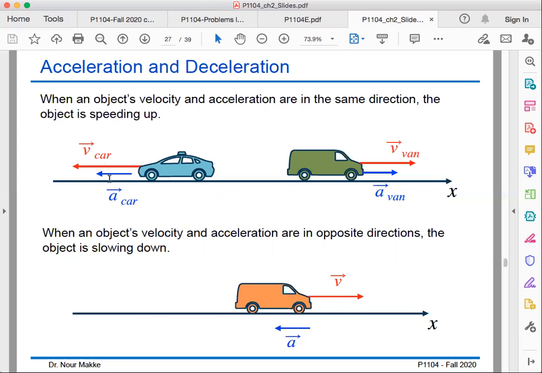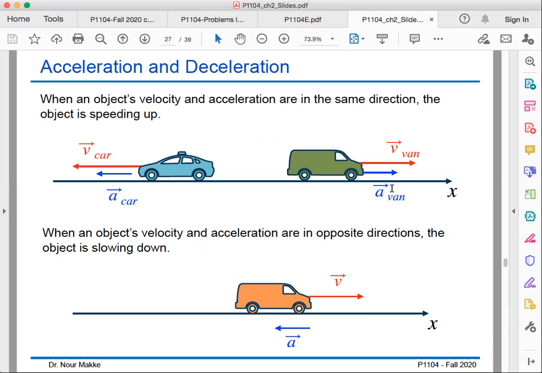If both vectors are pointing in the same direction, that means that the velocity is increasing as a function of time, because you are adding this vector to V, and that means that the particle or the object is accelerating. And the same for the van in here. For the van, V and A are both pointing in the same direction, which means that V increases as a function of time, and that means that the object is accelerating.